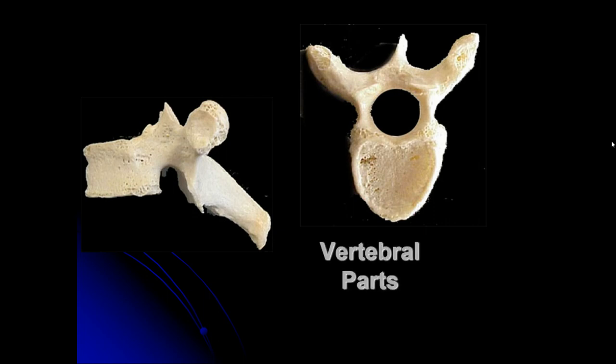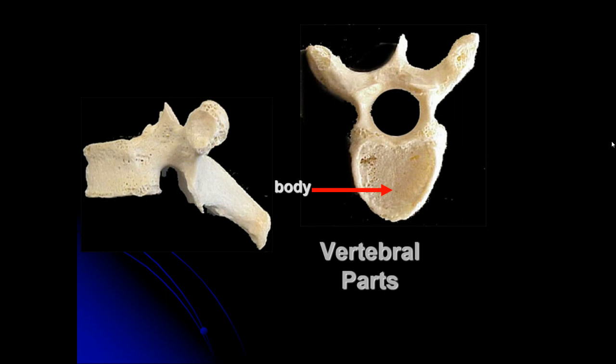Let's look at a single vertebra. If you look at a vertebra, it looks like this. And there are some things that all vertebrae share. Let's go over these. The picture to the left is a lateral view. The picture to the right is a superior view. Let's start with the fact that they all have a body. Sometimes the body is called the centrum, but all vertebrae have a body.